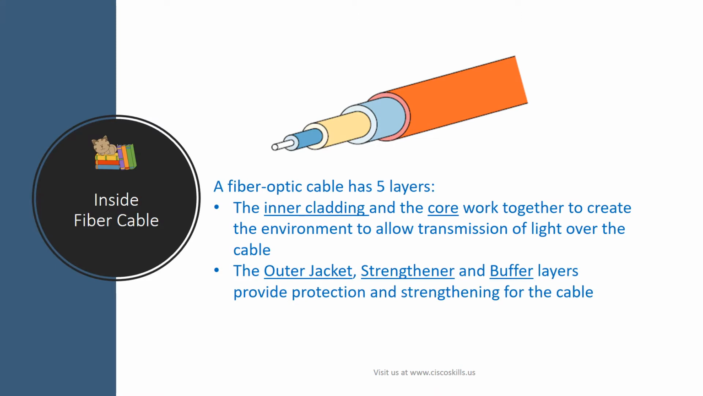Let's take a look inside this fiber cable. As you can see, a fiber optic cable has 5 layers: the core, the cladding, the buffer, the strengthener, and the outer jacket. The inner cladding and the core work together to create the environment to allow transmission of light over the cable. The outer jacket, strengthener, and buffer layers provide protection and strengthening for the cable.